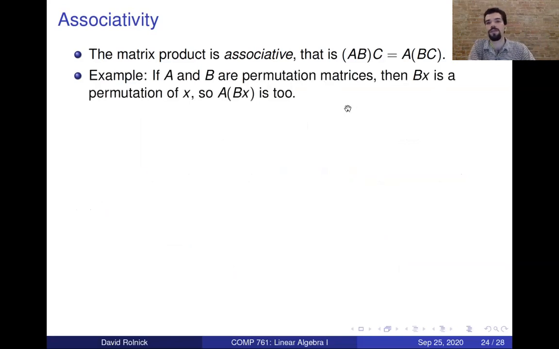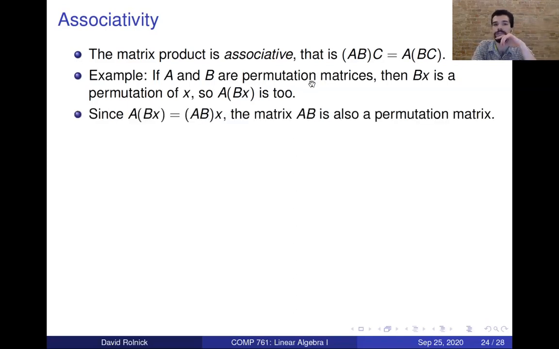Okay. So you are right that transformations like permutations do have this property. If A and B are permutation matrices, then B acts as a permutation of X. So if we apply A after B, then A times BX is also a permutation of X. Because we permuted X once and then we permuted it again. That's clearly another permutation. So since we can just regroup, A times BX is equal to AB times X, so the matrix AB is also a permutation matrix. Done. You immediately now know that if you multiply two permutation matrices, you get another permutation matrix.